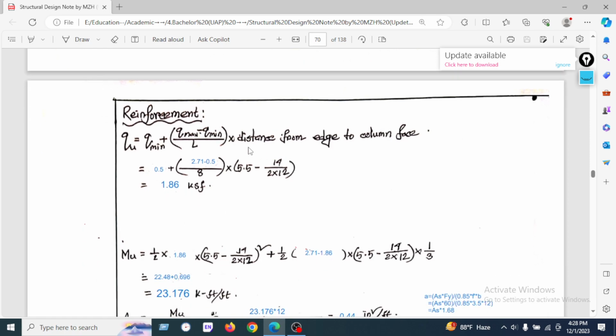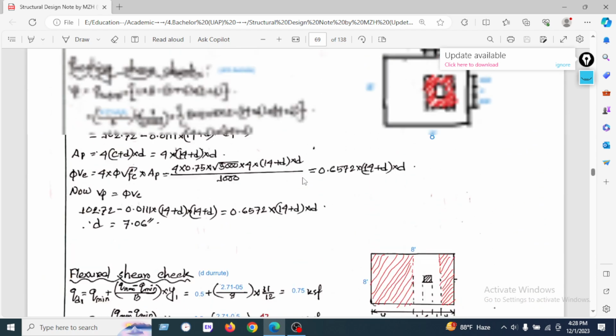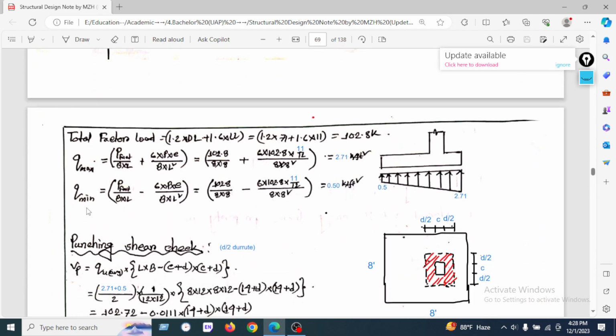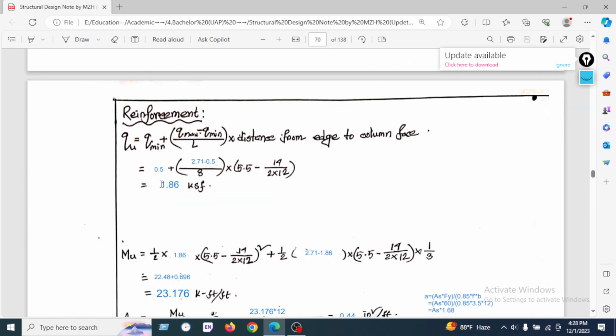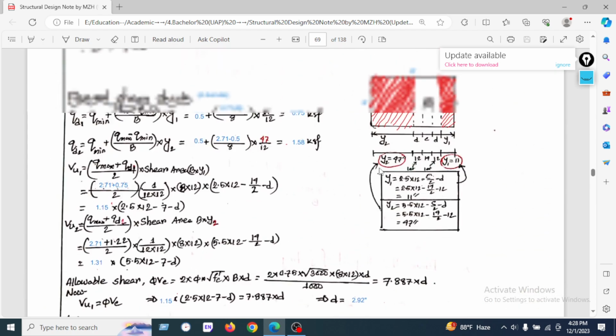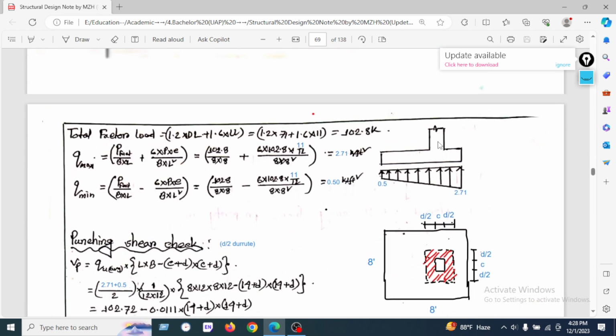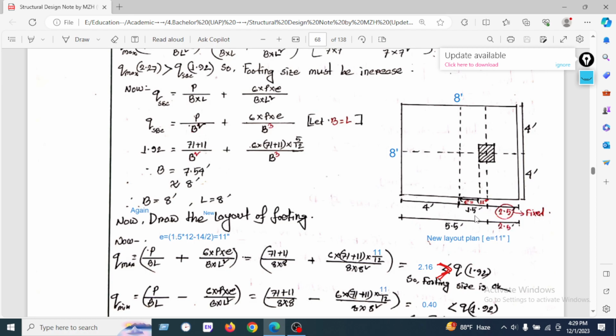Now how will we calculate the reinforcement? At first we will use q yield plus q minimum plus q max minus q minimum divided by L, and distance from the edge of the column to the face. So q minimum we have found 0.5. Here 0.5 is the q minimum, and q max minus q minimum. Q max is already found as 2.75, and the distance of the edge of the column to the face is 5.5. We have seen the CG of the column to the right portion is 5.5.